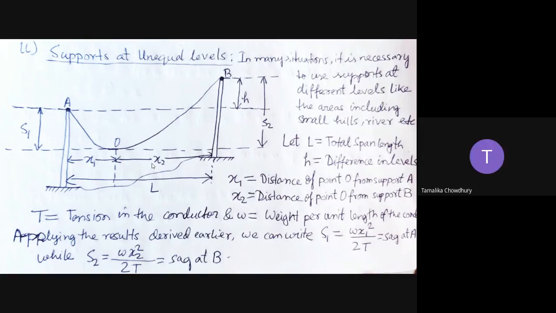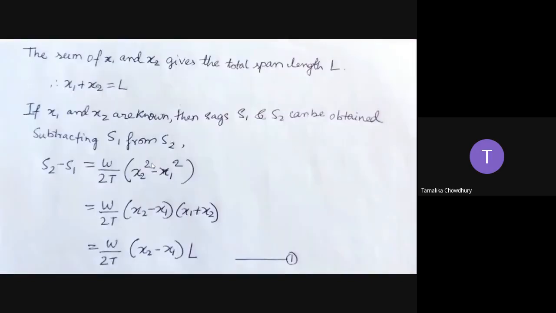When problems are given to you, you can write directly, but how do you know the values of x1 and x2? How do you divide it? They won't be telling you, right? And you do not know the lowest point that you can calculate. So that is why you need to find the values of x1 and x2, and there lies the main new thing in unequal levels. That is the main thing in unequal levels, that you have to find x1 and x2. How to find x1 and x2? Just simple. If x1 and x2 are known, then the sags S1 and S2 can be obtained.